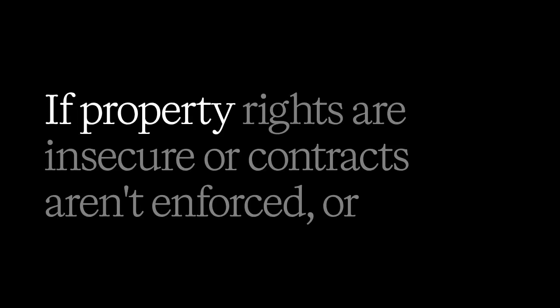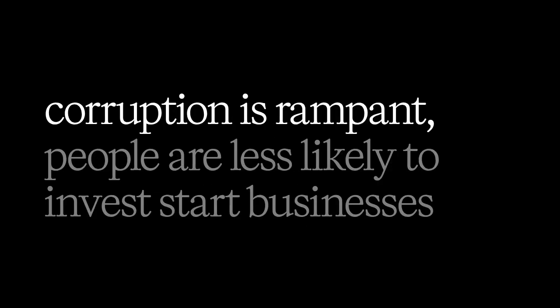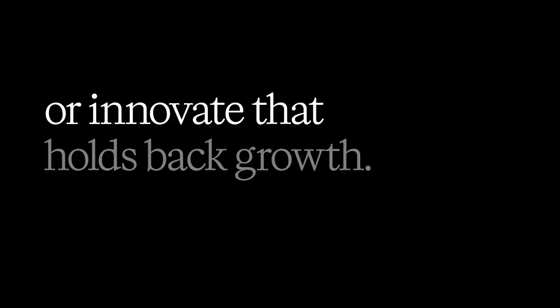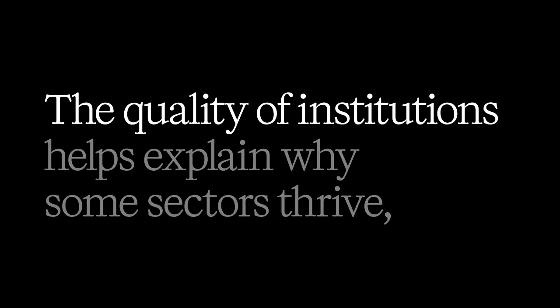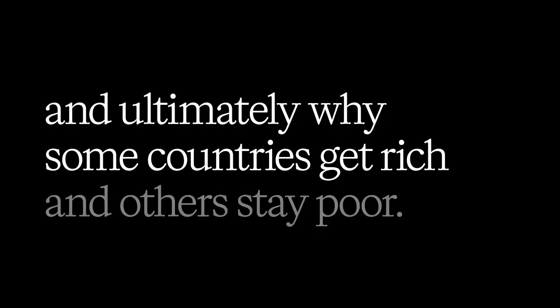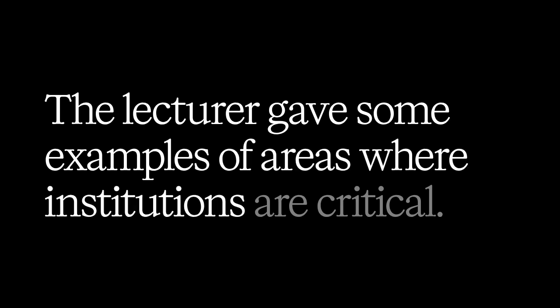Right. If property rights are insecure or contracts aren't enforced or corruption is rampant, people are less likely to invest, start businesses, or innovate. That holds back growth. The quality of institutions helps explain why some sectors thrive and ultimately why some countries get rich and others stay poor. The lecturer gave some examples of areas where institutions are critical.